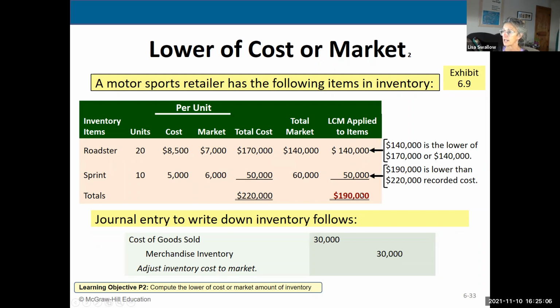So when you add this up, 190,000. What did you pay for them? 220. Therefore, your inventory needs to be carried at lower of cost or market, is what GAAP tells us, at 190, but it's sitting on your books at 220. So you need to credit your inventory for $30,000 and take this to cost of goods sold.